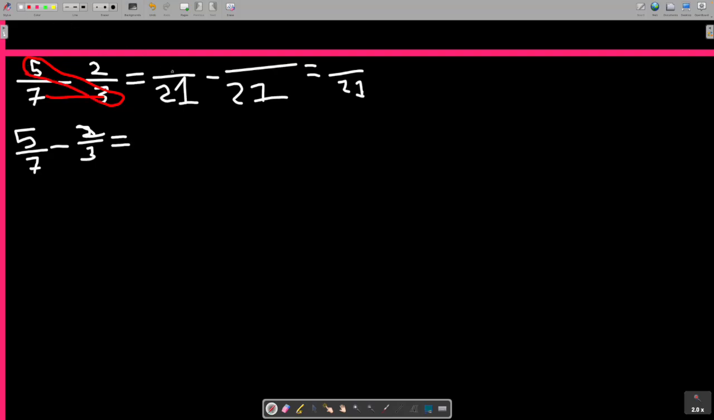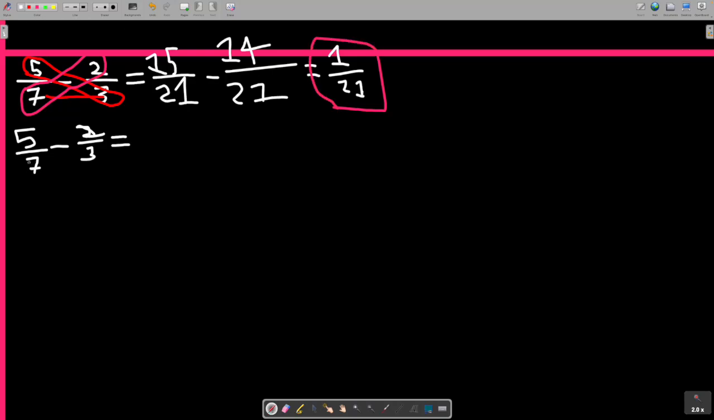5 times 3 is equal to 15. So let's do 15 over 21. And then the other one is 7 times 2, which is 14. So we have 15 over 21 minus 14 over 21. And that equals 1 over 21. So that's the answer, 1 over 21.